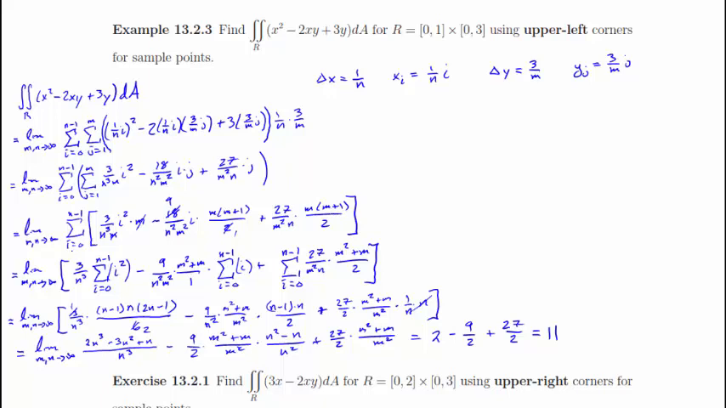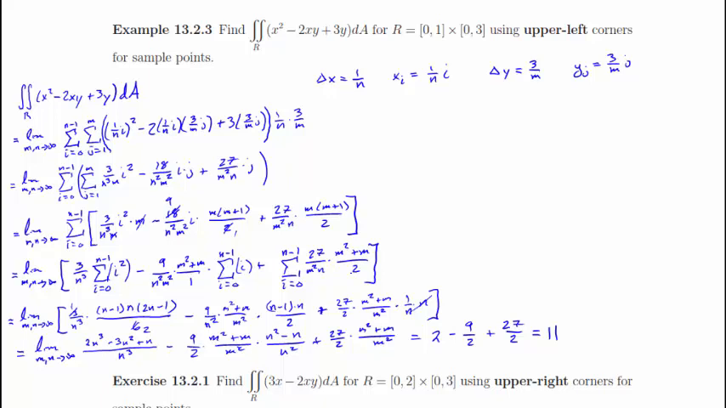So we then distribute this sum across to each of the terms. We get the limit as m and n go to infinity of 3 over n cubed times the sum from i equals 0 to n minus 1 of i squared, minus 9 over n squared m squared times m squared plus m all over 1 times the sum from i equals 0 to n minus 1 of i, plus the sum from i equals 0 to n minus 1 of 27 over m squared n times m squared plus m all over 2.